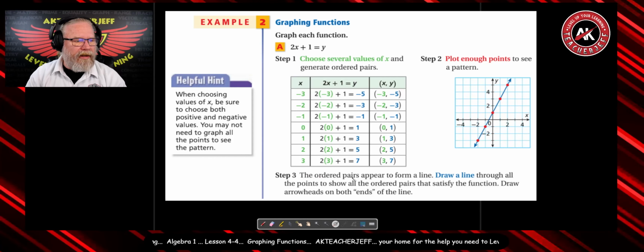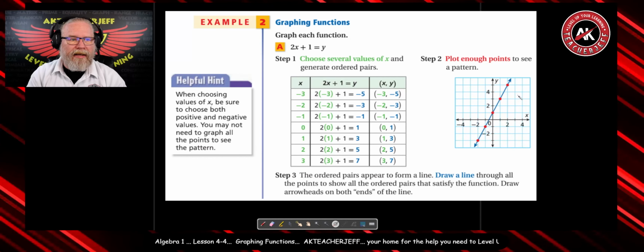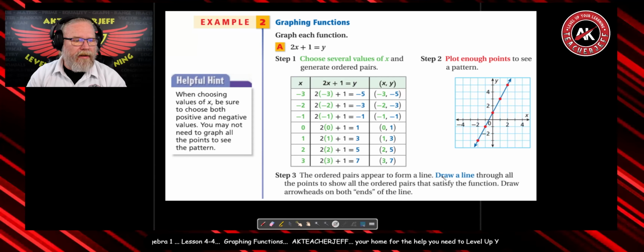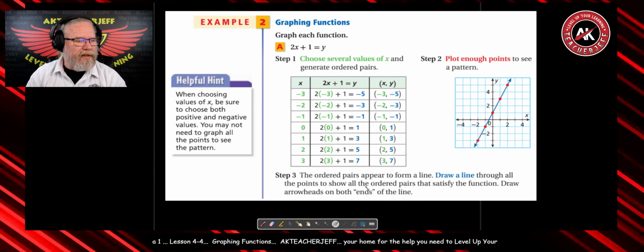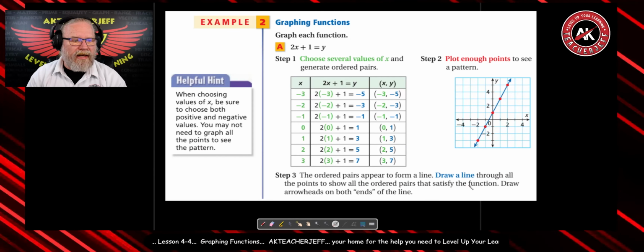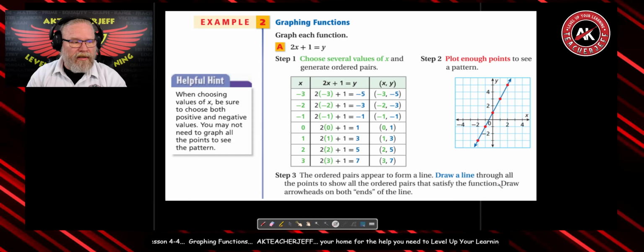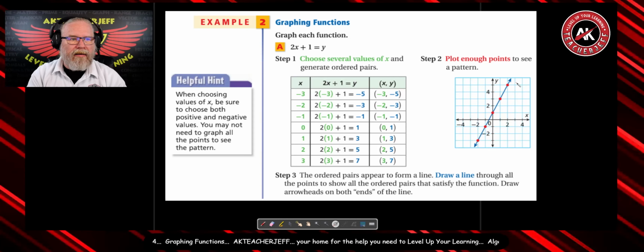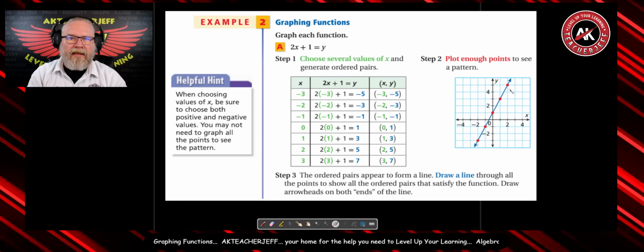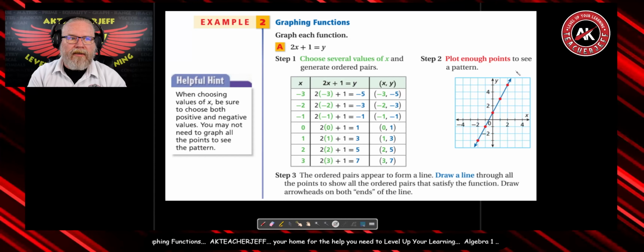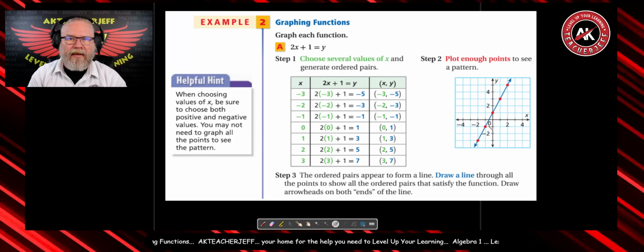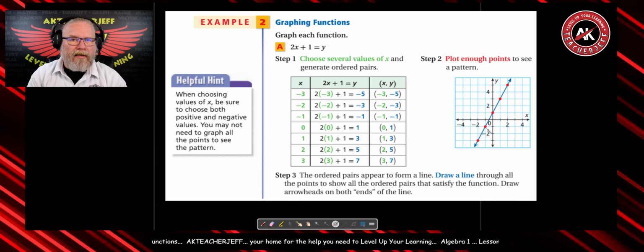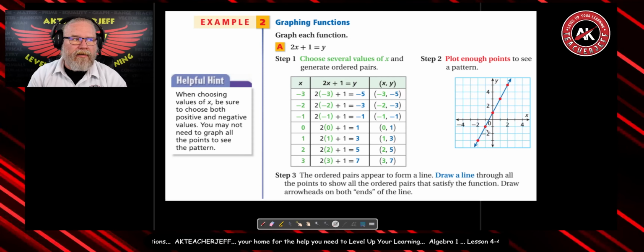So in step 3, the ordered pairs appear to form a line. You can see the line's been drawn through it. Draw a line through all the points to show all the ordered pairs that satisfy the function. Draw arrowheads on both ends of the line. The arrows at the ends of the line let us know that even beyond what's off the graph that we can't see, those points are also solutions to our graph.